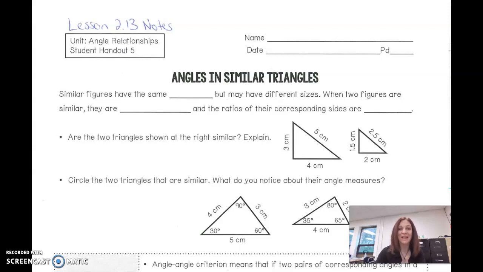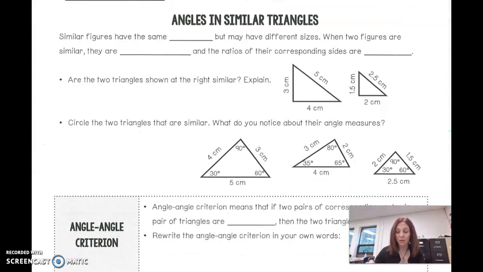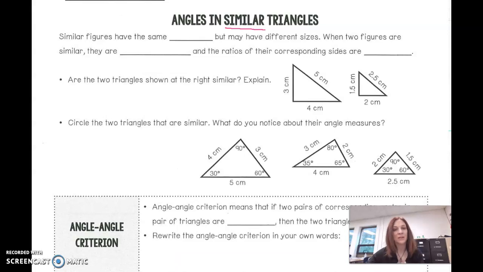Lesson 13, in Module 2, is on angles in similar triangles. So let's think about the word similar here. We've been dealing with the words similar and congruent. Congruent means equal, the geometry word for equal. Similar, though, means same shape, but not necessarily the same size.